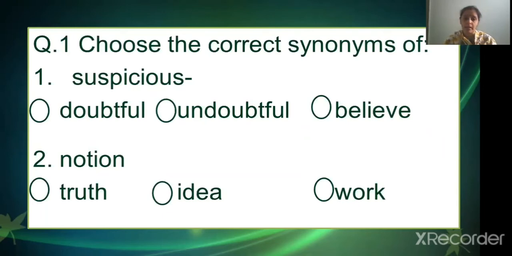Synonyms means meaning. Suspicious. So what's the meaning of suspicious? The options given are doubtful, undoubtful, belief. Yes, the correct option would be doubtful. The second one is notion. What is the meaning of notion? Truth, idea or work. Yes, the correct answer would be idea.